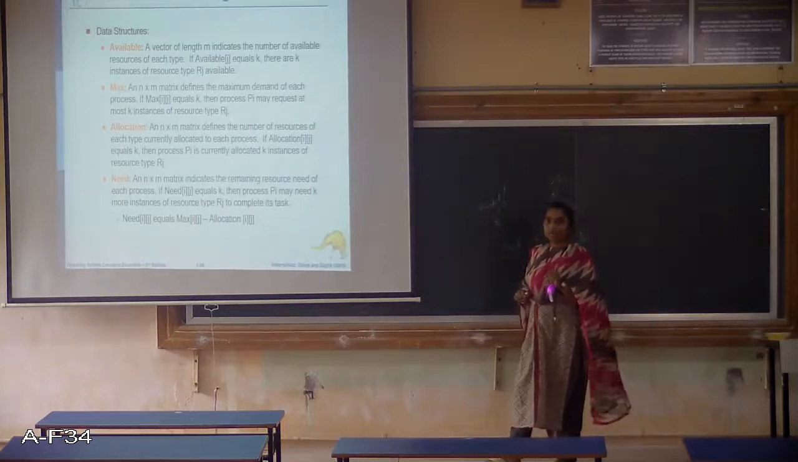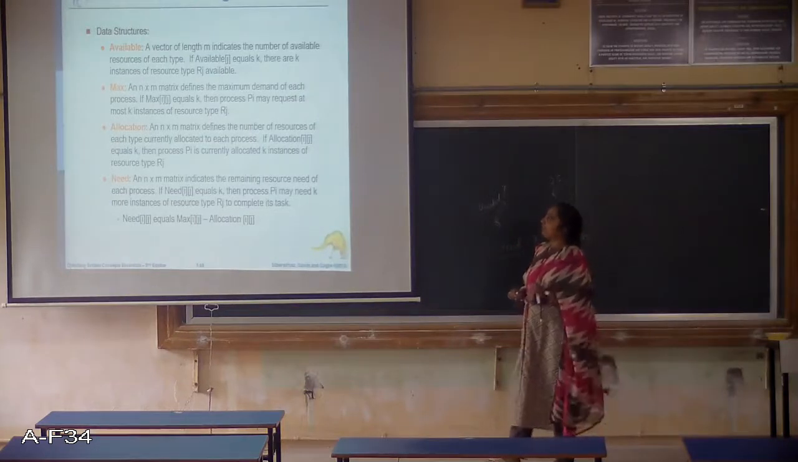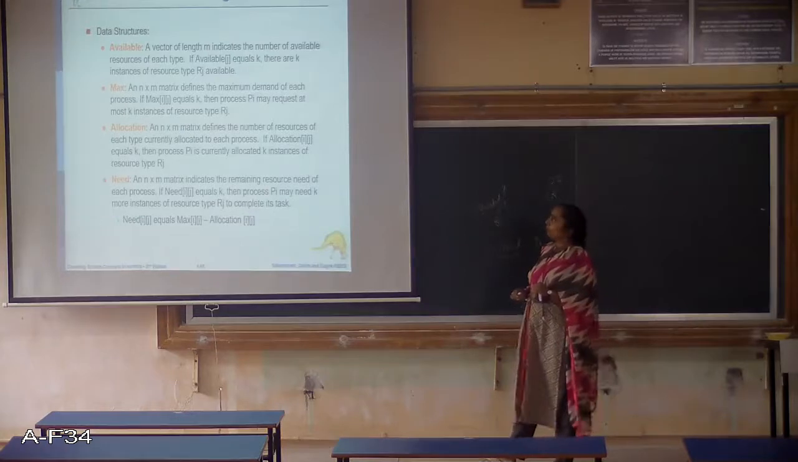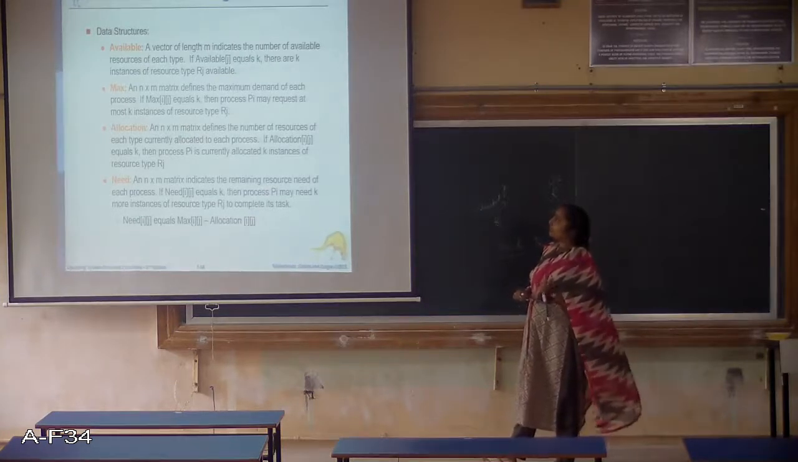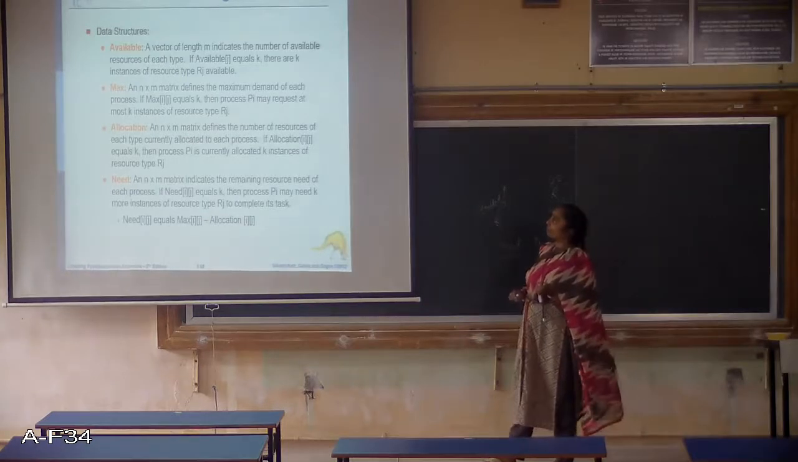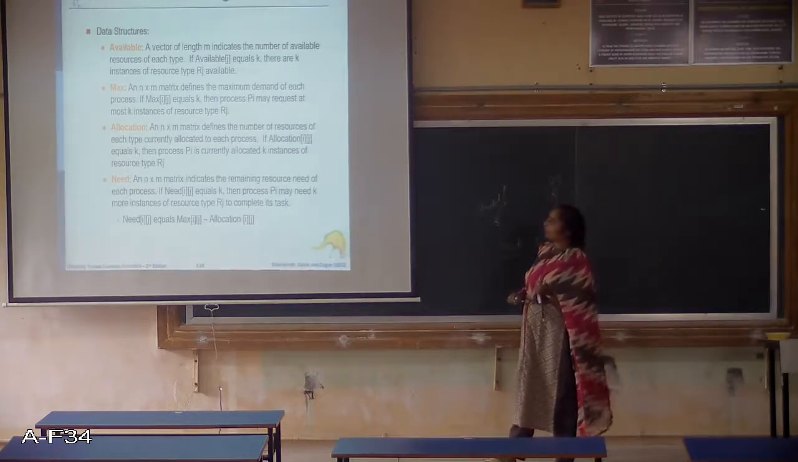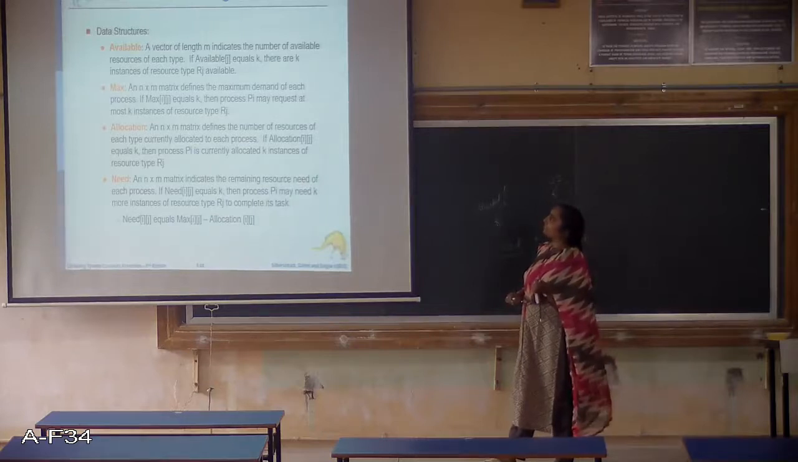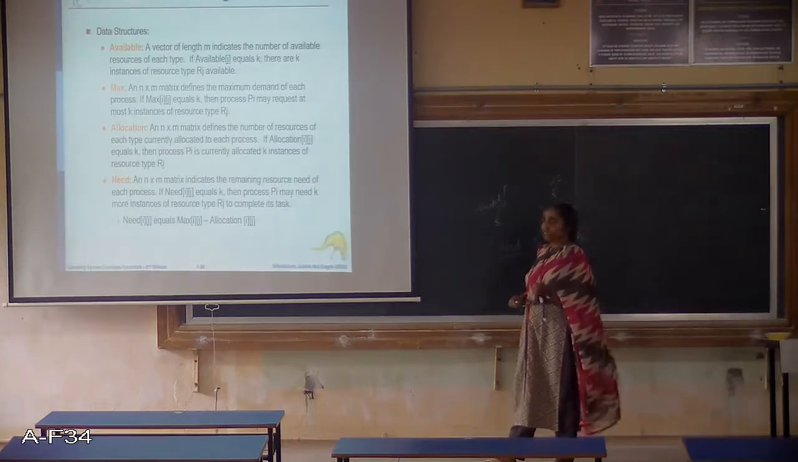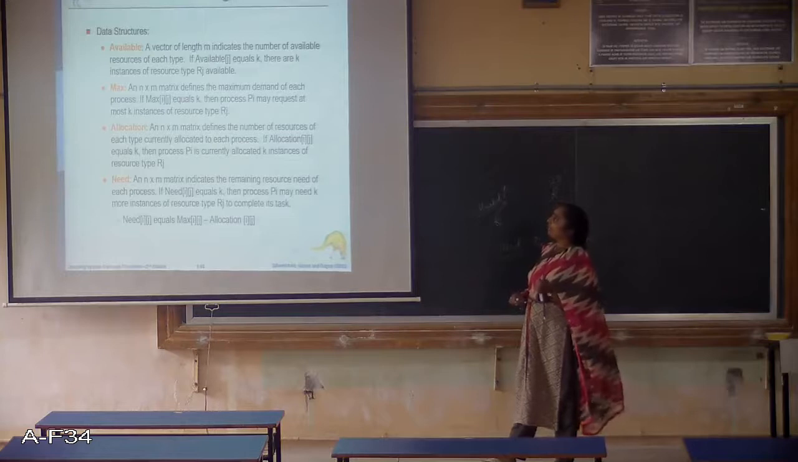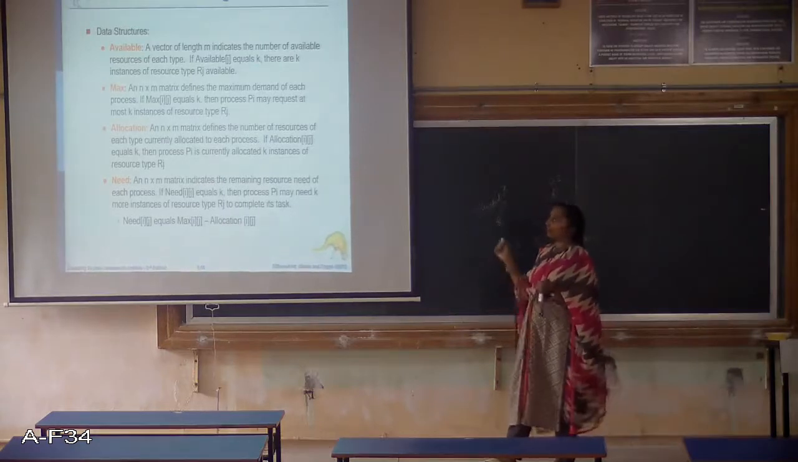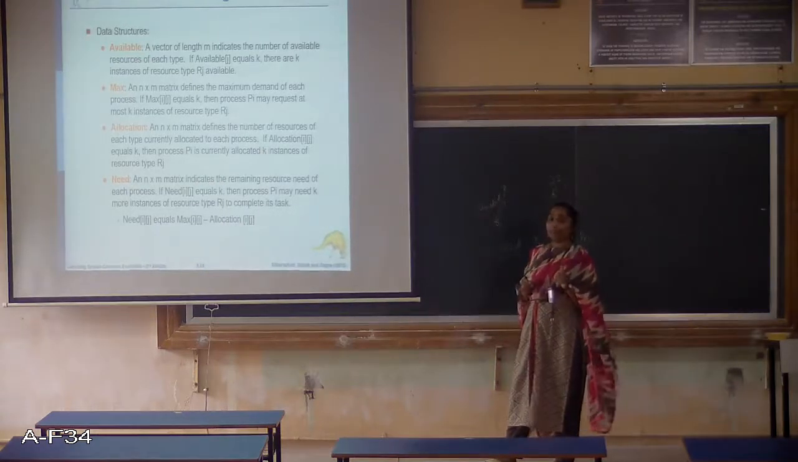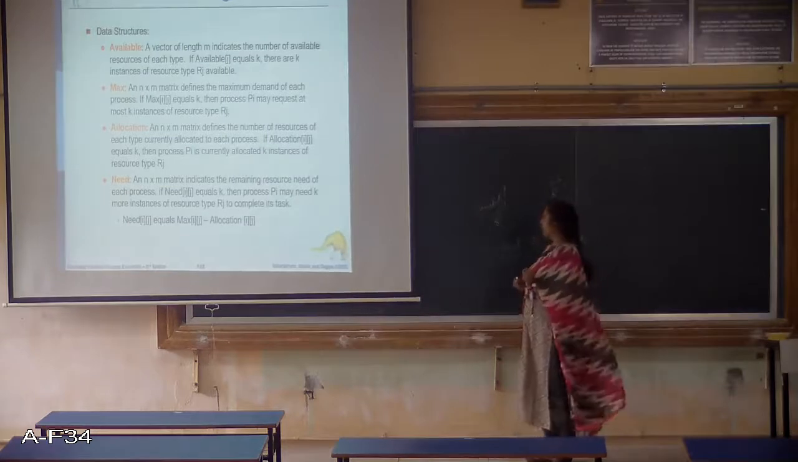So let's understand what data structures are needed for this algorithm. The first one is the data structure Available. Available is an array, a vector, which tells us the number of resources that are available with the operating system. A vector of length m indicates the number of available resources of each type. If Available[j] equals k, there are k instances of resource type Rj available. So this is what we are talking about, the available resources with the operating system.